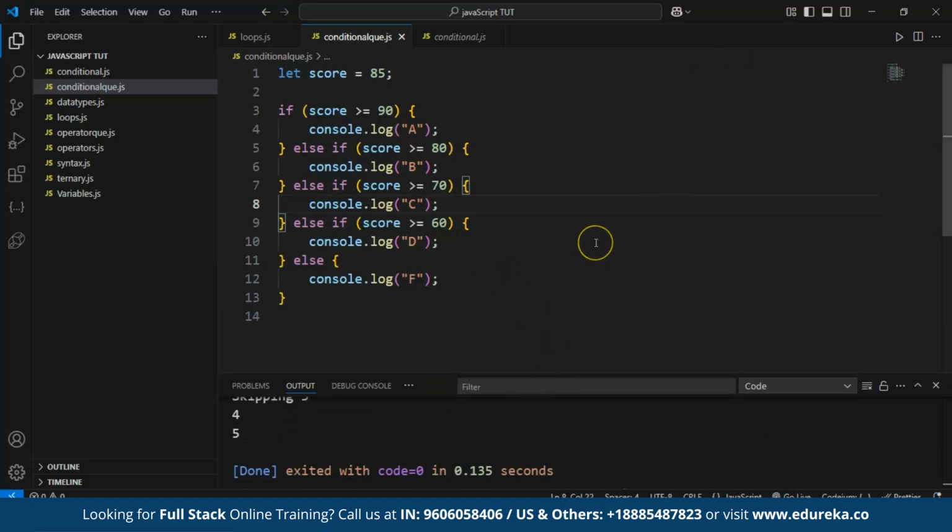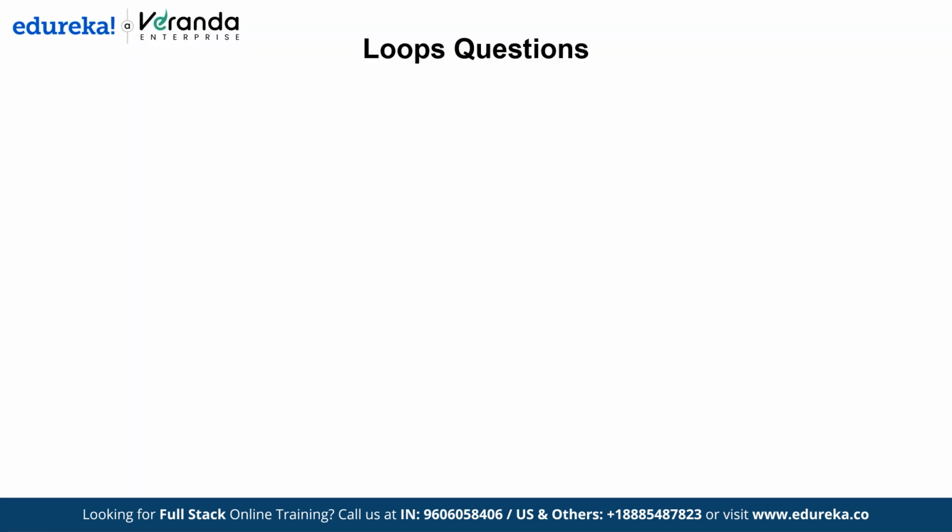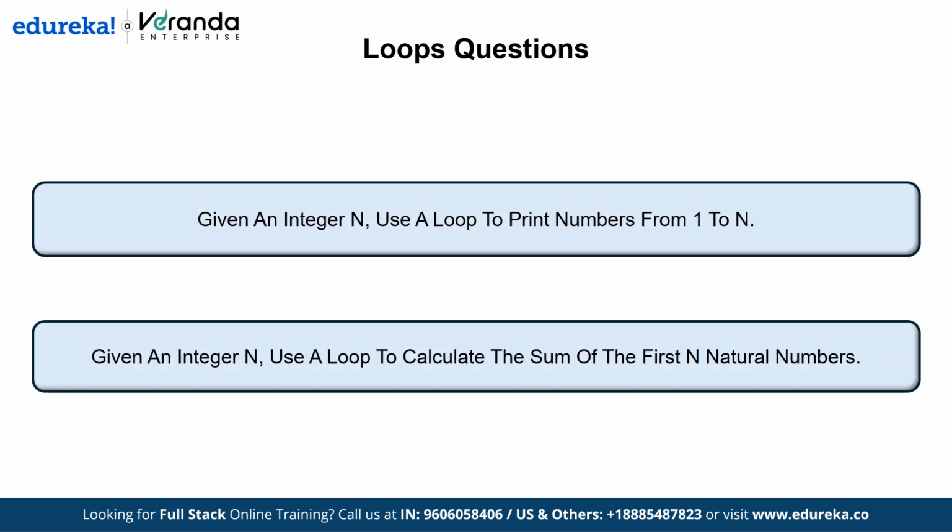Now let's move on to the loops question. For loops also we have these 2 questions. Given an integer n, use a loop to print numbers from 1 to n. Given an integer n, use a loop to calculate the sum of the first n natural numbers. The first one is the question that we are going to solve together, and the second one you are going to solve by yourself.